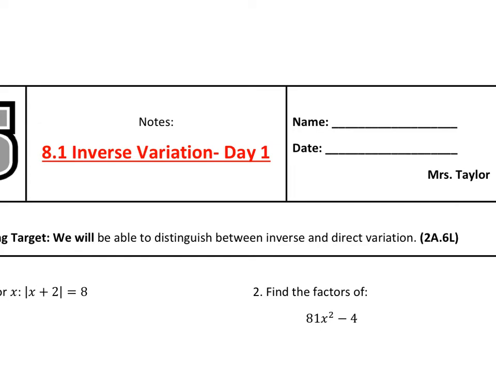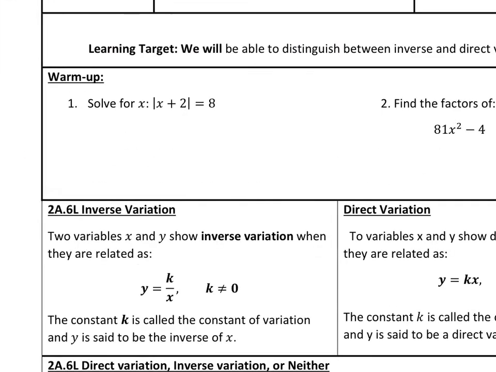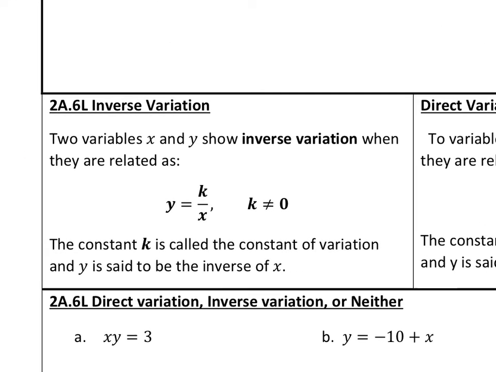So today we're going to see what the differences are between them and learn how to distinguish if a table is actually direct or inverse. So inverse variation: two variables, x and y, show inverse variation when they are related as y equals k over x. So basically, as y increases, x is decreasing because it's division. The constant k is called the constant of variation, and y is said to be the inverse of x. So it's just terminology there.